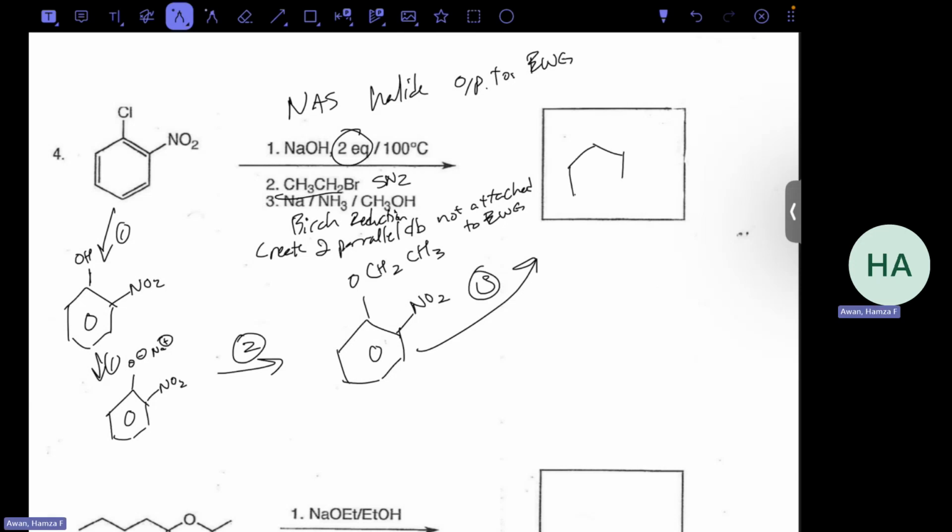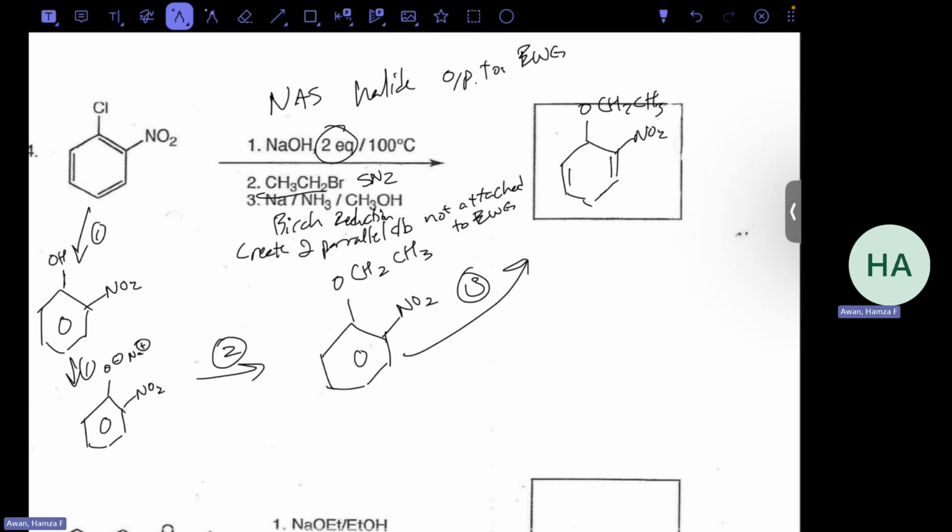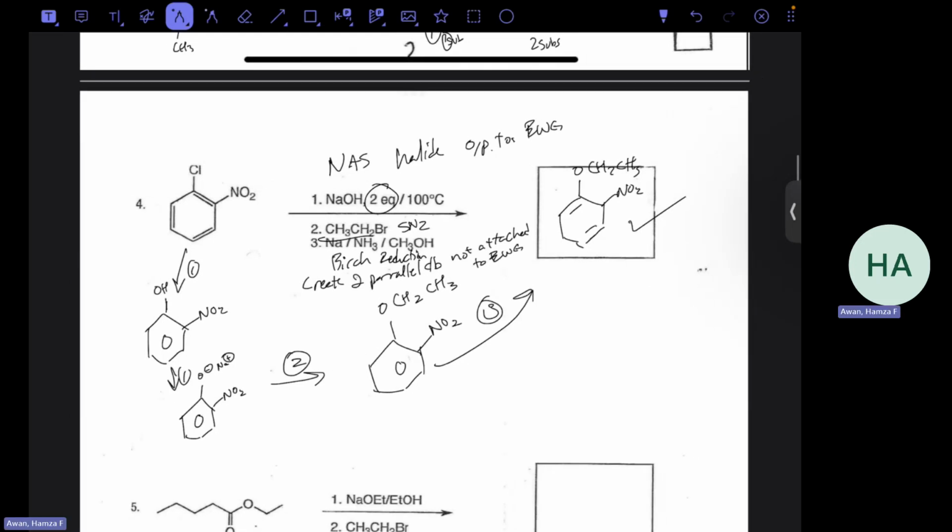If we just drew everything back on, because it doesn't change the substituents, CH2CH3 and NO2, and we created something that looked like this, it would be incorrect because it's connected to an electron withdrawing group, right? So we'll go to the next one. And this one is not connected to any electron withdrawing groups, so this would be our correct answer. Any questions? Yeah.